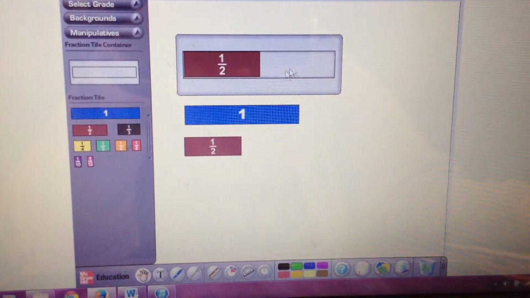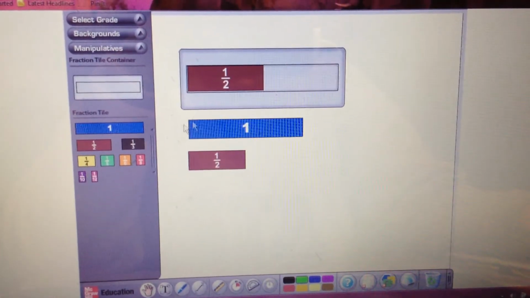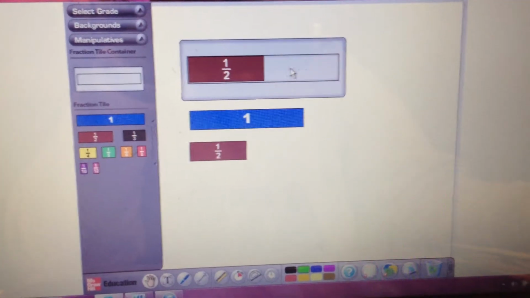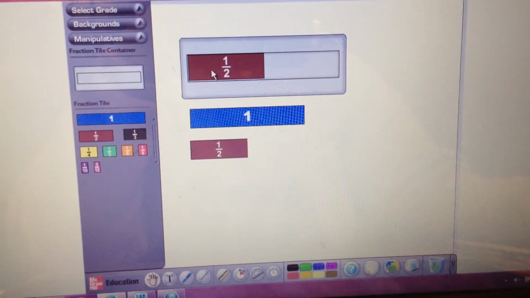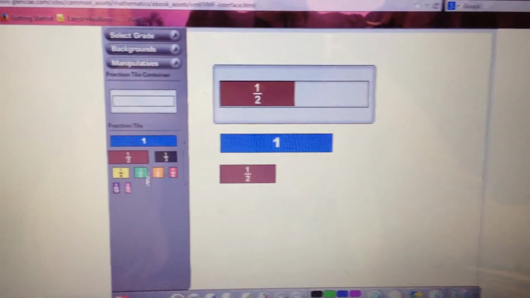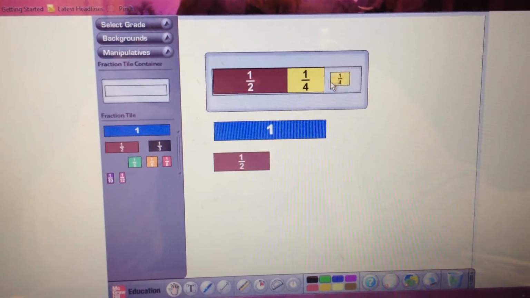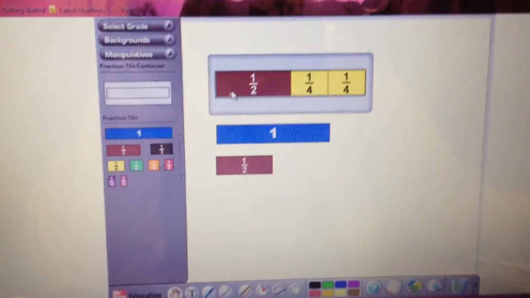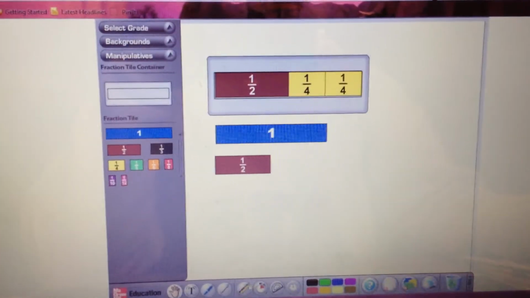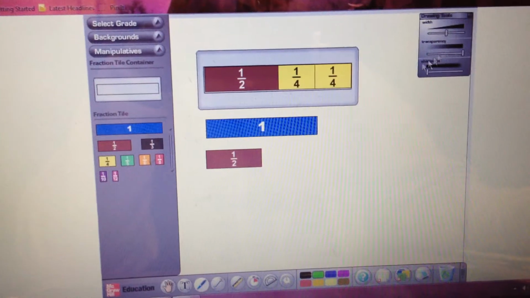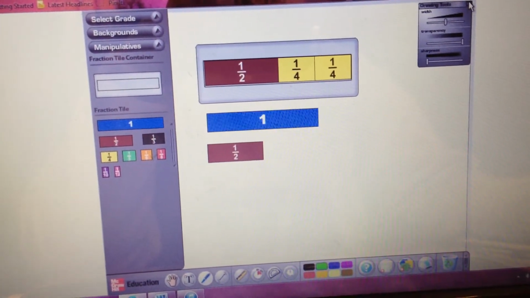So I'm going to put one up here. It makes it a little bit bigger for you to see. And we have to figure out what fraction is going to equal this 1/2. So I'm going to start by pulling a 1/4 up. How many of these 1/4s do we have to fit into here to equal the 1/2? 2 of them. So that is 2 of the 4th pieces, 2/4.